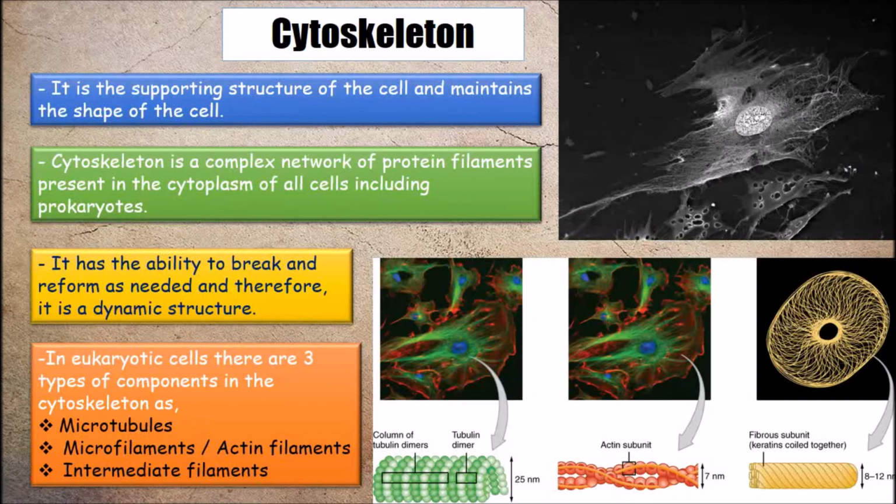In eukaryotic cells, there are three types of components in the cytoskeleton: microtubules, actin filaments, which are also called microfilaments, and intermediate filaments. These are all capable of rapid growth or disassembly based on what the cell needs. Each type is formed by the polymerization of a protein monomer.